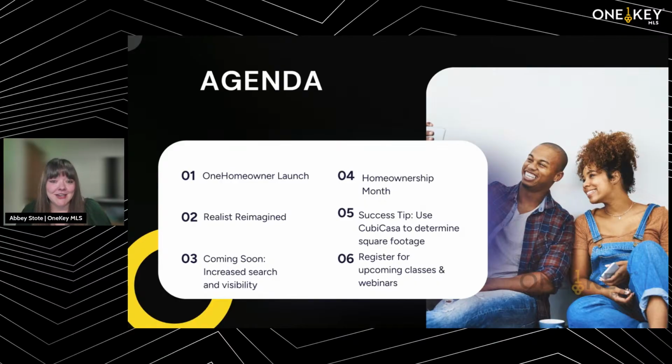So here's our agenda for today. We've got our new tool, One Homeowner, which we're very excited about. We've got some updates to Realist. We've got some new increased search and visibility outside the OneKey footprint coming soon. It is home ownership month, so I'm focused on One Homeowner, our new tool. And we've got a success tip using Kubicasa, and we've got some upcoming classes that we encourage you to register for. So let's jump into it.